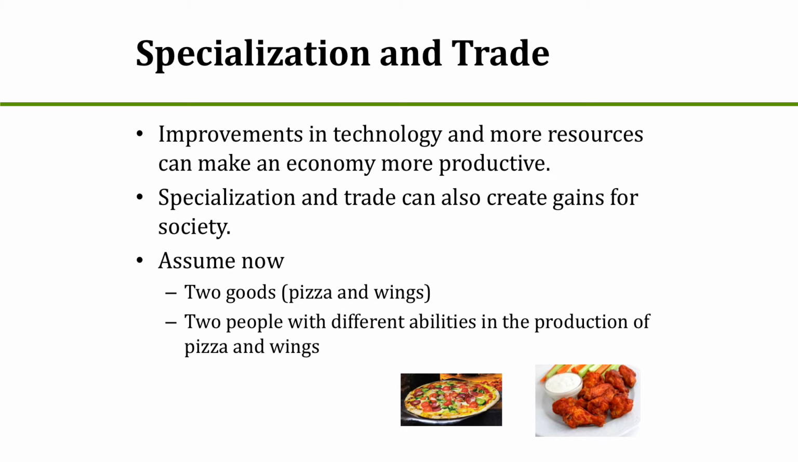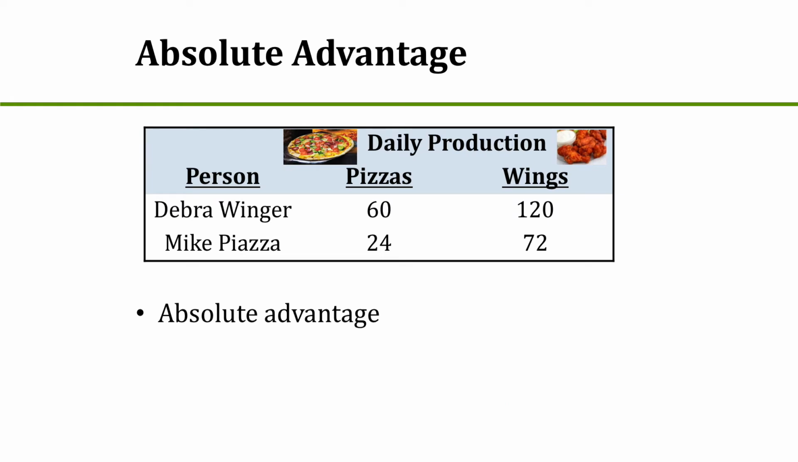First, let's build our model. Again, we are going to use two goods. These two goods are pizza and wings. And we will assume that instead of countries, we have two different people with different abilities in the production of pizza and wings. So these people are Deborah Winger and Mike Piazza.